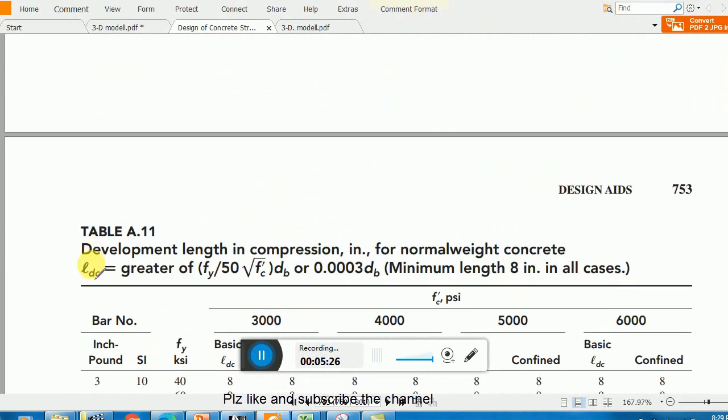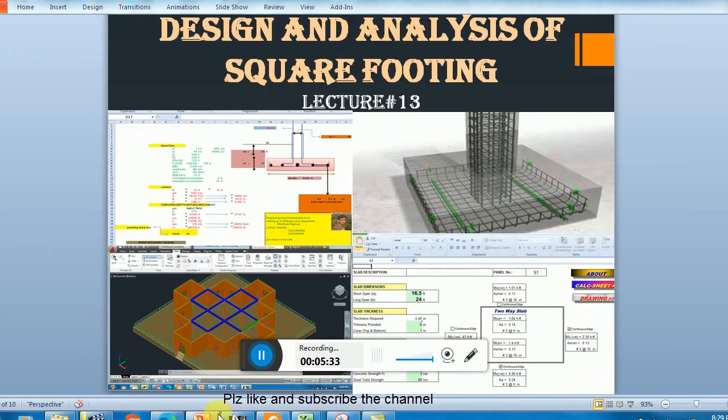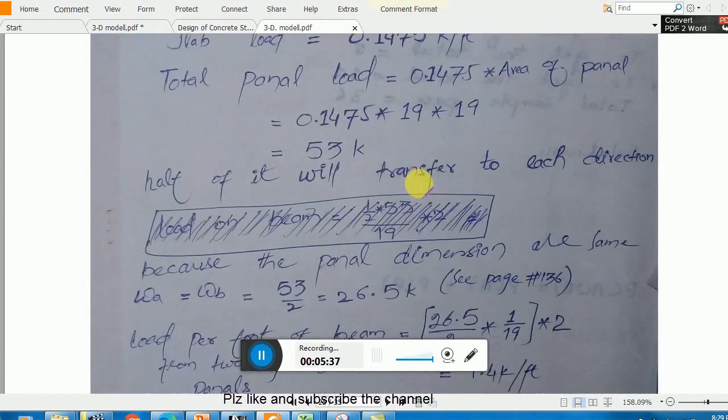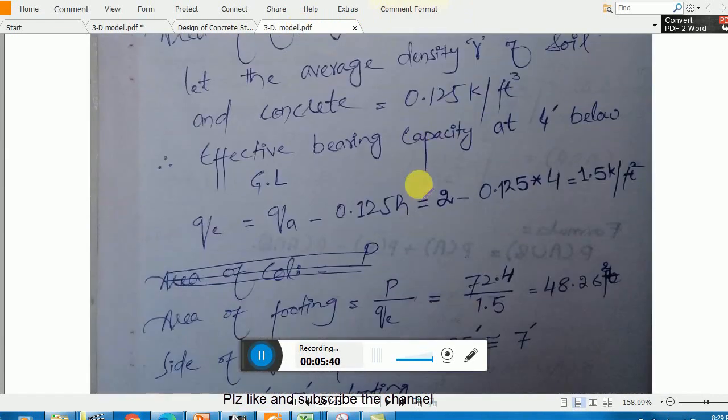Please watch those lectures. Clear? And now you see the development length for compression bar. This is also important. Clear? This is also, although I don't check that reinforcement, that check.